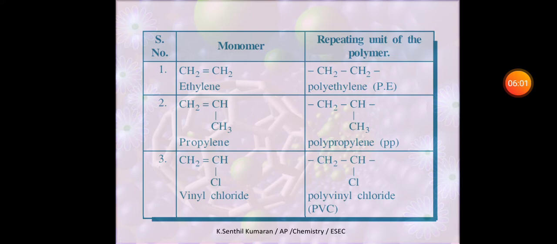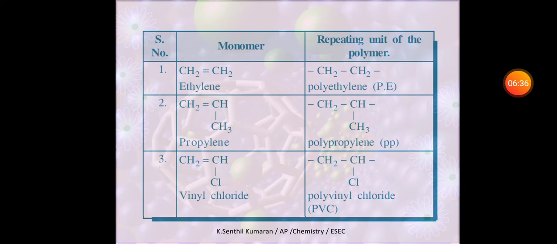Next, propylene. Propylene means an ethylene in which one of the carbon atoms carries a methyl group. So n number of propylene molecules join together to form polypropylene, that means PP. Then vinyl chloride. The same ethylene molecule connected with a chlorine atom is called vinyl chloride. n number of vinyl chloride molecules join together to form polyvinyl chloride.